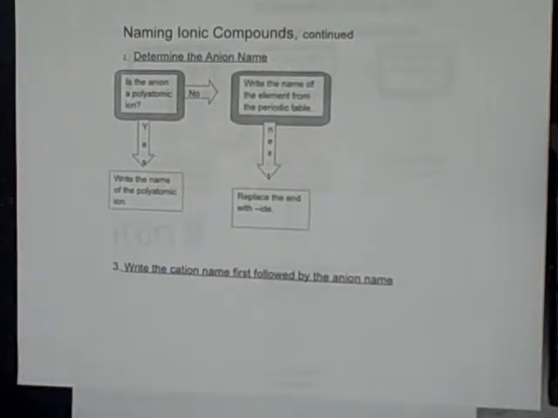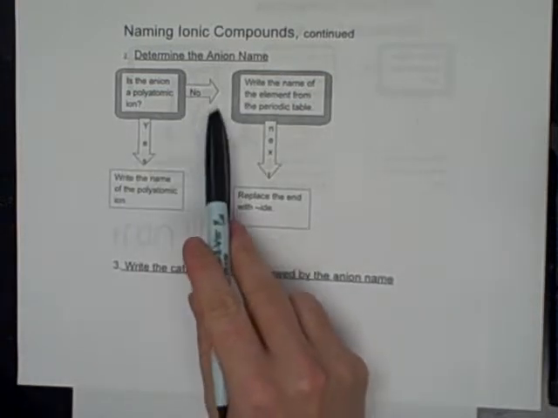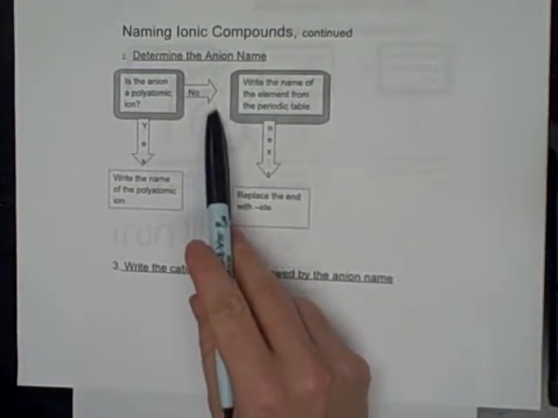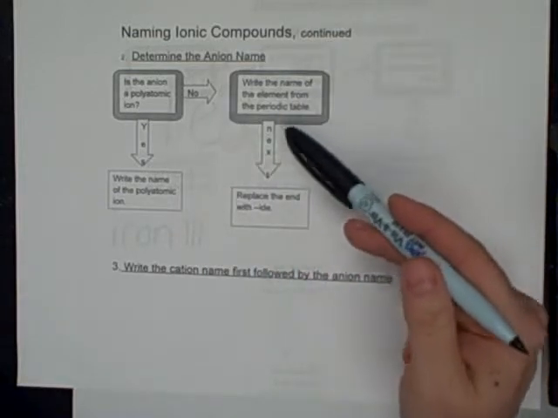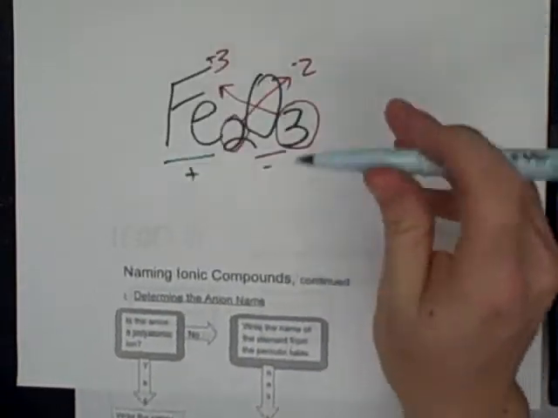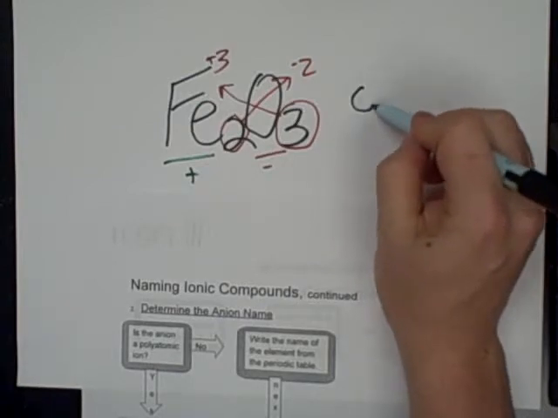Now for the anion, is the anion a polyatomic ion? No, it's not a polyatomic ion. It is a single element. So write the name of the element from the periodic table. And so O is oxygen.